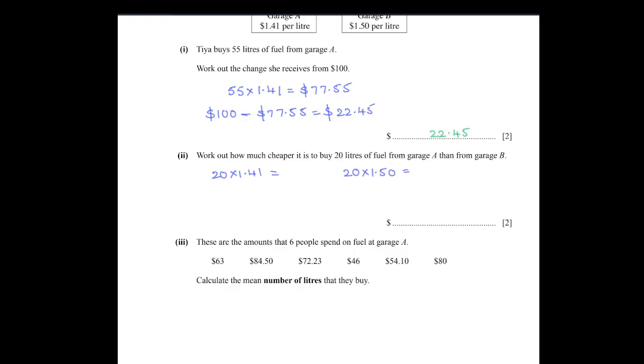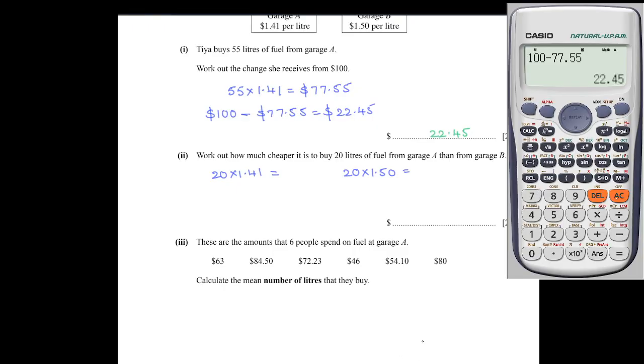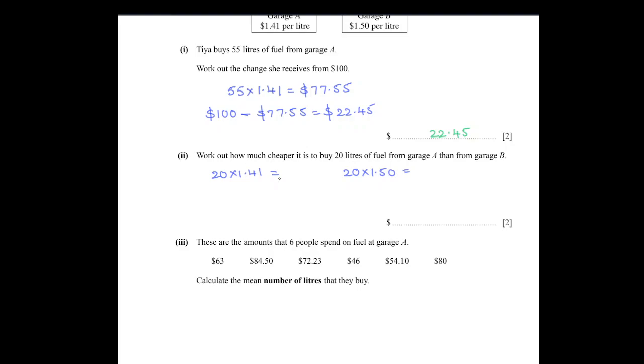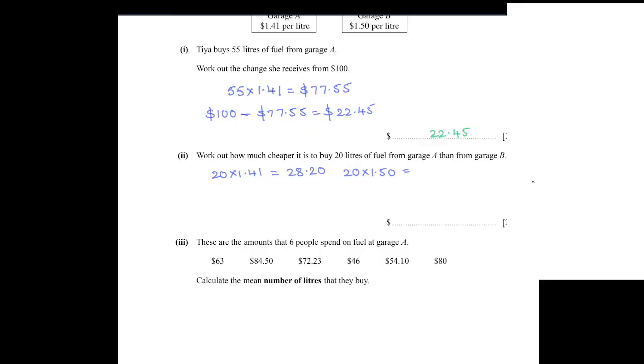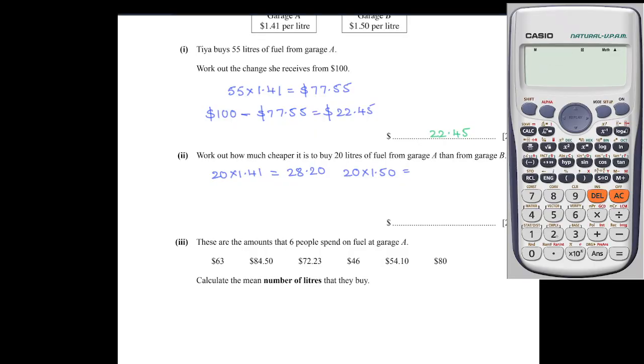So let us do that. 20 times 1.41 is 28.2, 28.20, then 20 times 1.50, 30.